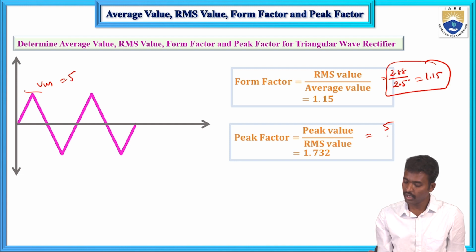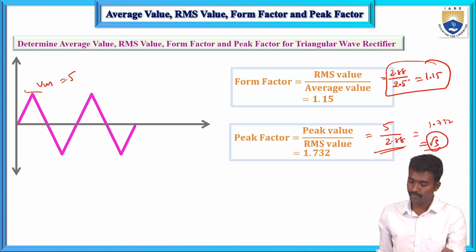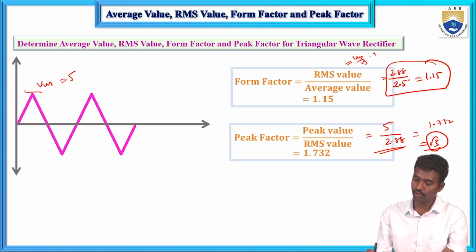Now here this RMS value is 2.88, that equals 1 by 1.732, that equals root 3. In the previous case, the RMS value equals Vm by root 3, which we got as 5 by root 3, that is 2.88.